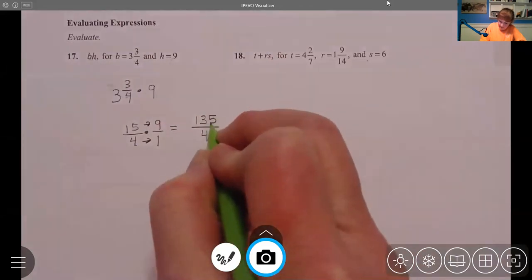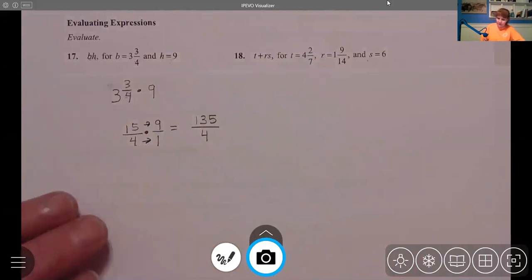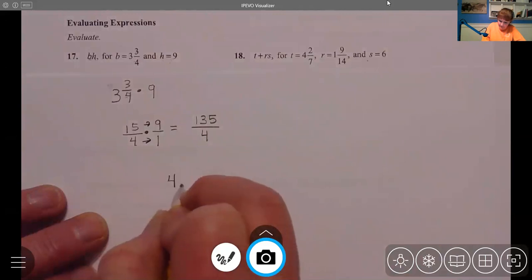So it's 135. Sorry about that. But glad I thought about it. Okay, so now we're going to make this a mixed number. So we're going to divide 4 into 135.